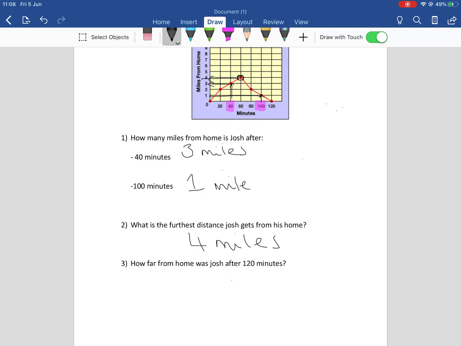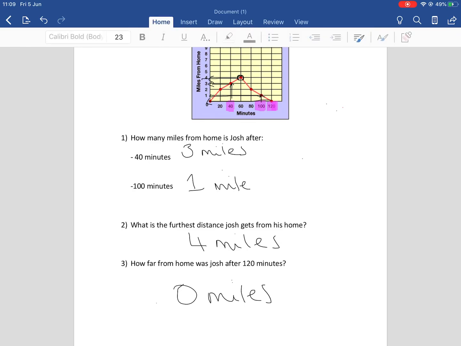Final question, how far from home was Josh after 120 minutes? So same thing, find 120 minutes, find the dot and draw a line, and you'll see he is 0 miles from home. So what this actually tells us, if we were to make a conclusion from this, is that after 120 minutes, Josh is back home. He has started 0 miles from home because he was at his house. He travelled 4 miles away, and then he decided to come back home. So after 120 minutes, he is 0 miles from home because he has returned home.